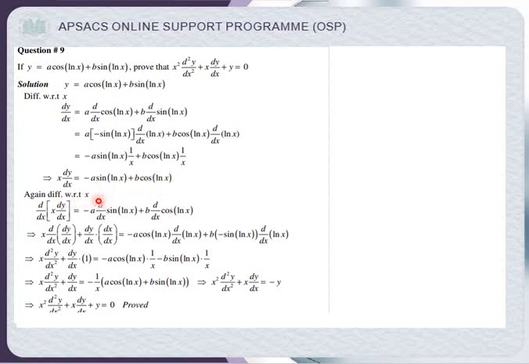Again I am differentiating because we need to reach d square y upon dx square, meaning the second derivative. So again take the derivative. You can see the whole thing is the same as question number 8, question number 7. So you definitely know how to do it because it is only simplification. Okay.